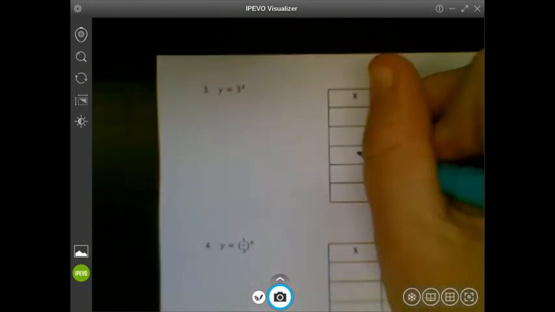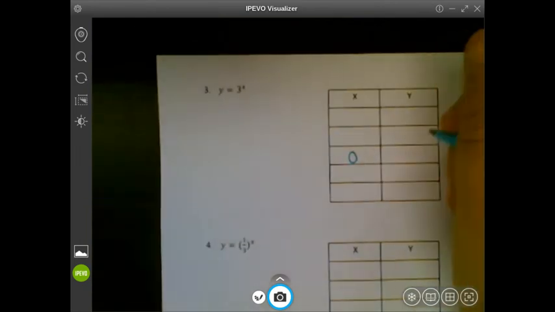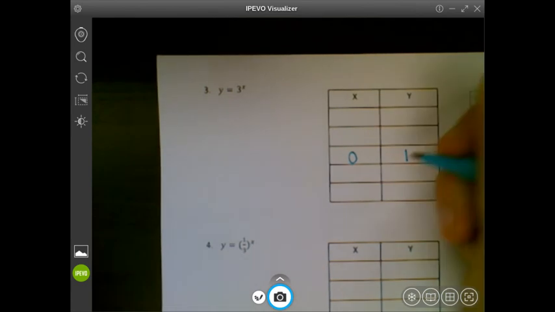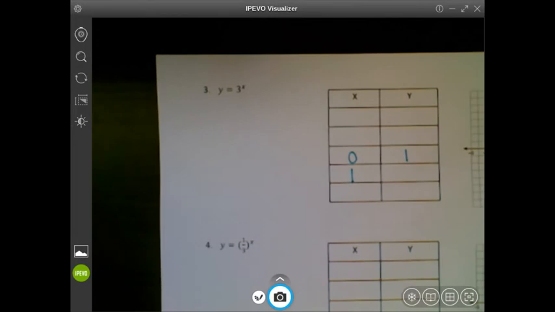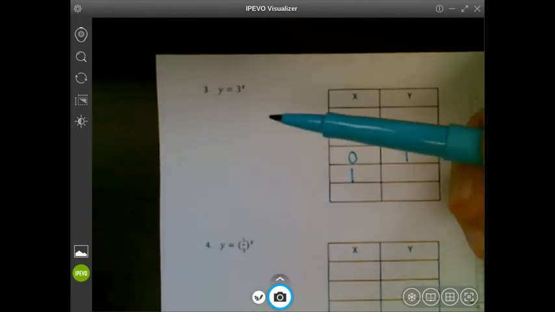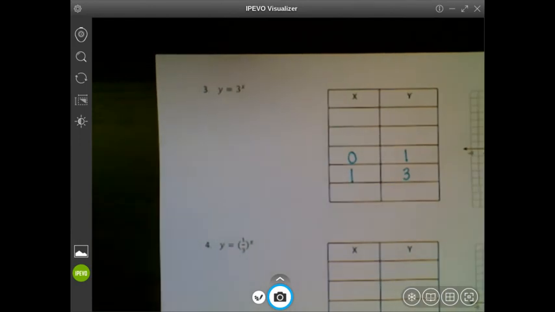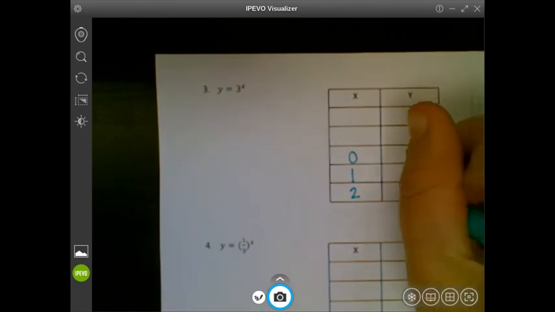All right, 3 to the x. So instead of 2 to the x, we're going 3 to the x. So we're going to do to the power of 0. So 3 to the power of 0 is equal to 1, because anything to the 0 power equals 1. All right, the next one is 3 to the power of 1, and 3 to the power of 1 is just 3. And the next one is 3 squared, 3 to the power of 2, and 3 squared is 9.